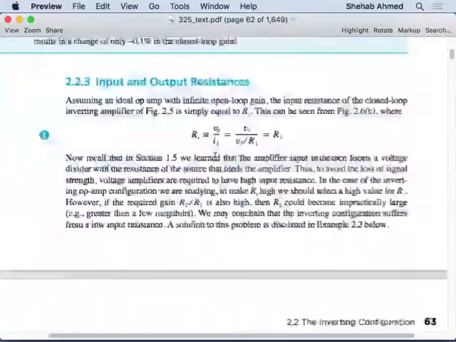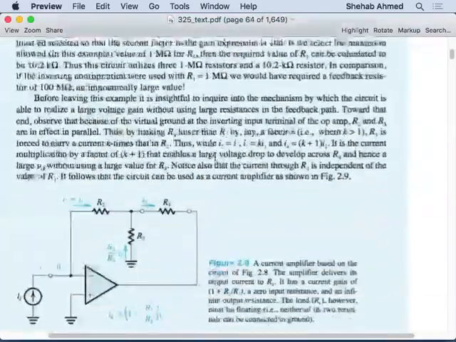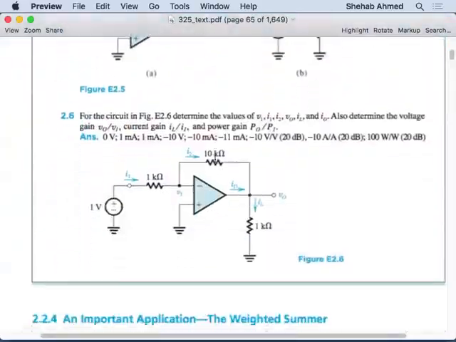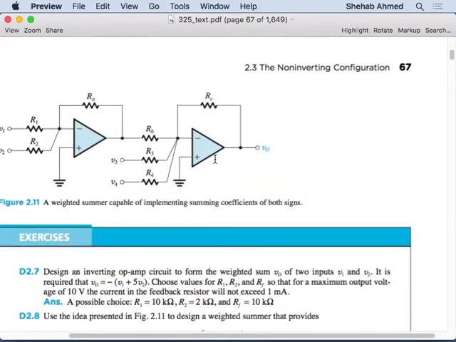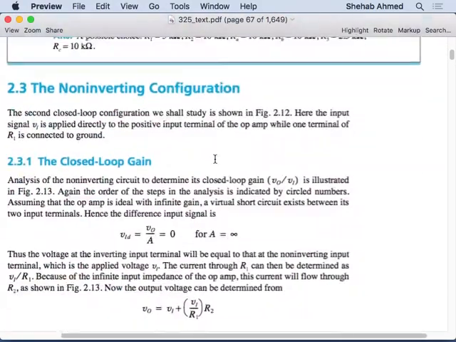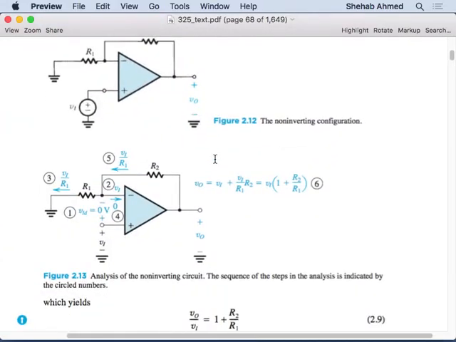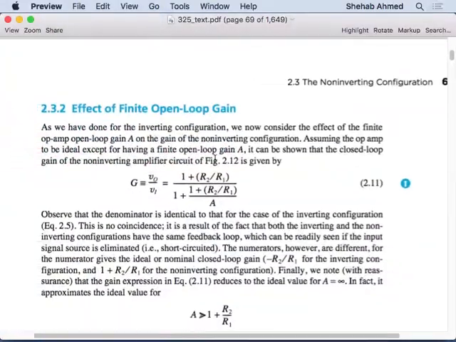So we're going to do the same for the non-inverting amplifier. Because in practice, and we will see that very soon later in this chapter, the gain is actually a finite number. So since the gain is a finite number, we have to figure out how it will affect my output voltage. That's what we are doing in this section.